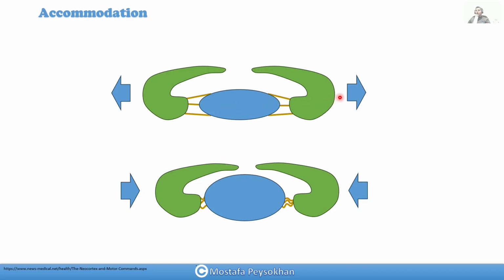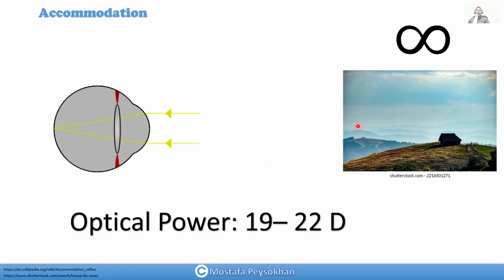During accommodation, when we are looking at a far object, our eyes are relaxed like this. When our eyes are in an accommodation situation, which means you are looking at a close object to your face, you remove tension from your lens, and your lens gets more like a spherical shape. The optical power of your lens increases, and we call it the accommodation process. In another video I explain it in more detail, but now let's look at the numbers.